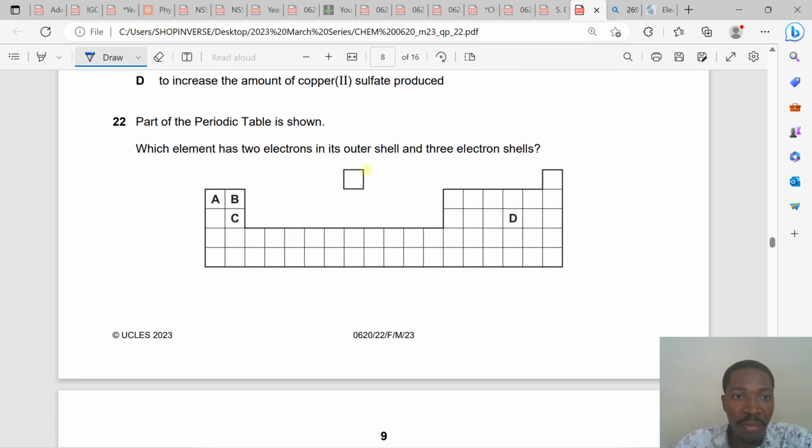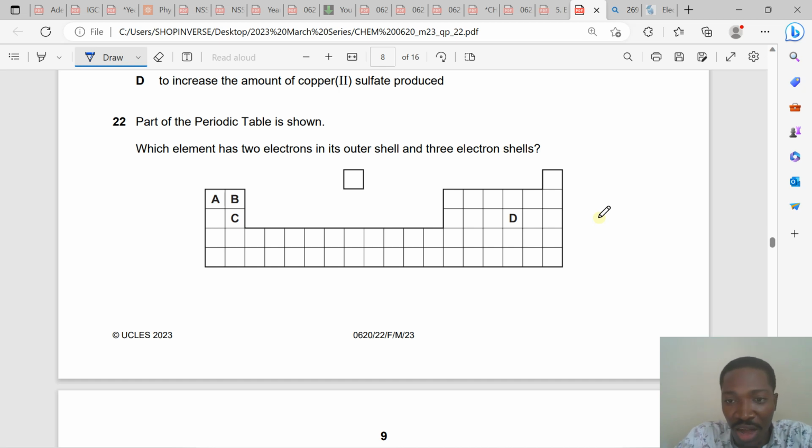Question 22. Part of the periodic table is shown. Which element has 2 electrons in its outer shell and 3 electron shells? Well, this is period 1, this is period 2, this is period 3. So these two are likely to have 3 electron shells. The period gives us the number of electron shells we have.